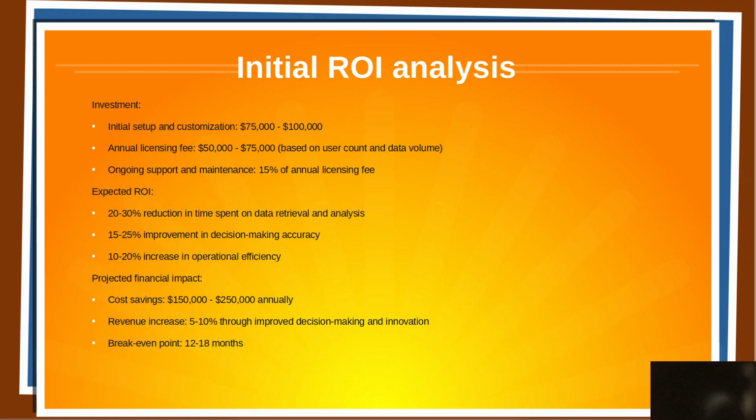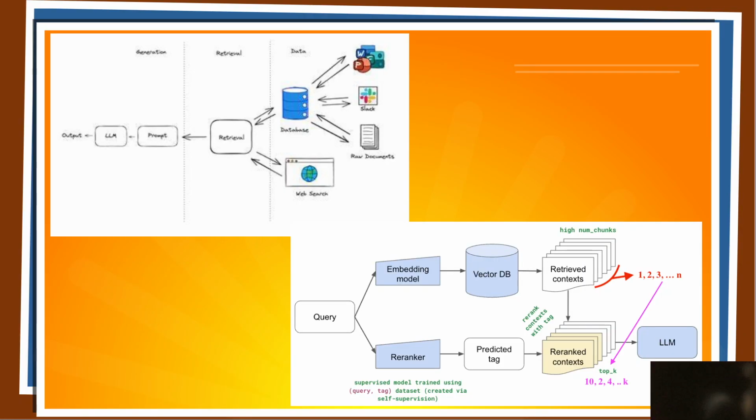Cost savings, depending upon the use case, are about 150 to 250,000 annually for small to mid-size use cases. If you are looking at company-wide use cases, the savings could run into millions of dollars. You could potentially see a revenue increase of 5 to 10% through improved decision making and faster innovation. Typically the break-even point is about 12 to 18 months based on what you spend and what you see. So here is a different view, with a little bit more information.